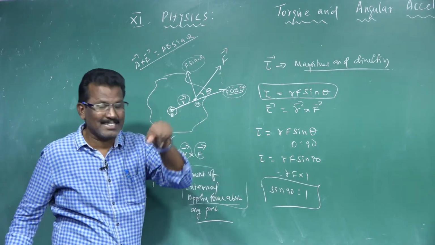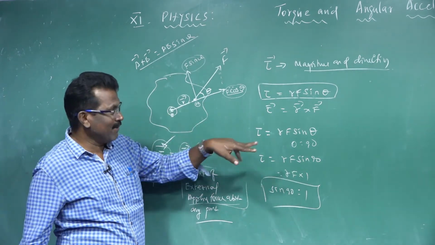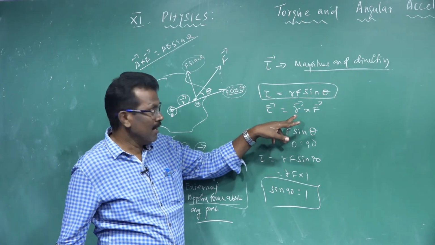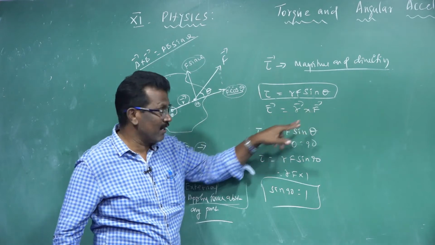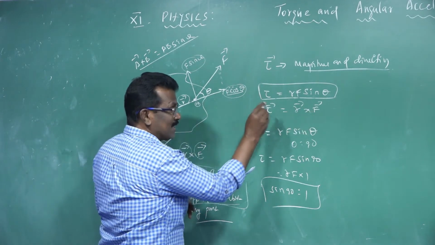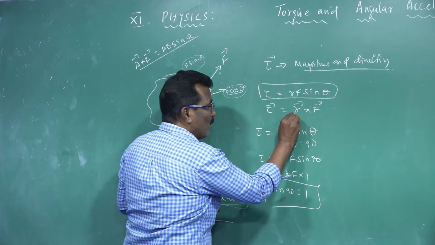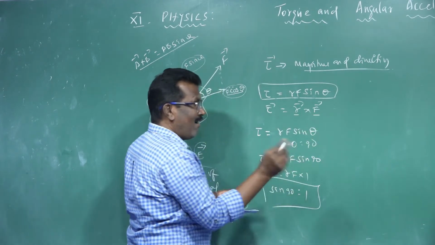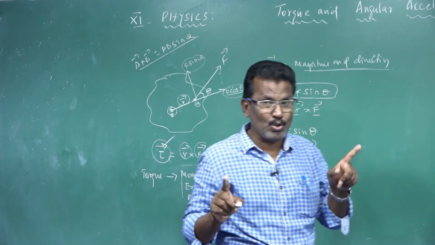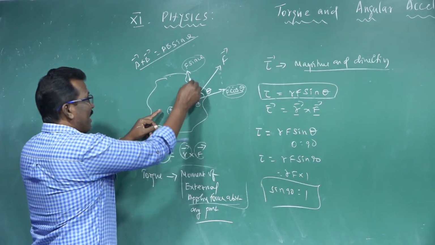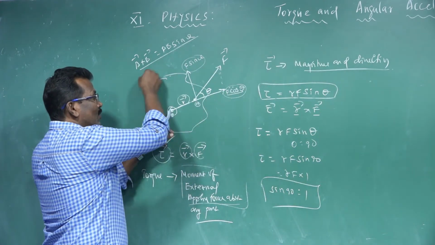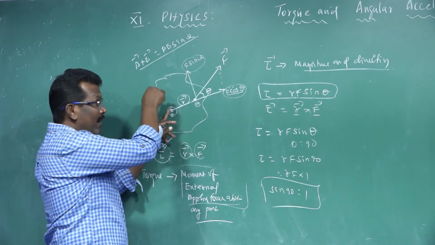What is the direction of the torque? The direction of the torque is perpendicular to the R vector and the F vector. So torque tau is always perpendicular to both the R vector and the F vector. Where the torque acts, the force is applied along the tangent, so the body has to be rotated.